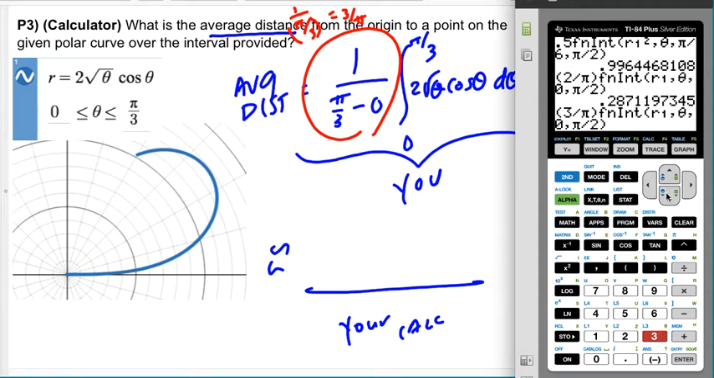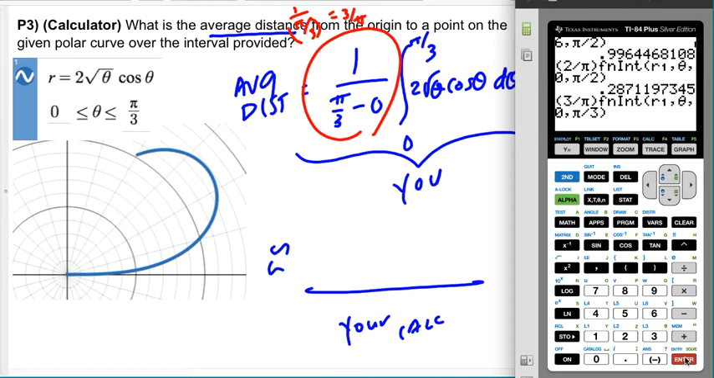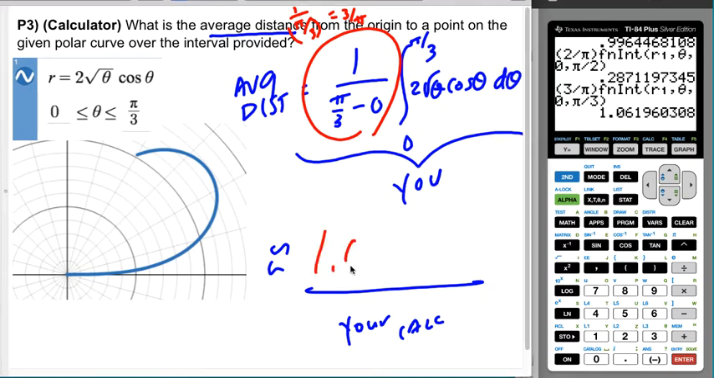And then I need to change the bounds. So the bounds were 0 to pi over 3, and I think that's the only change because I used R1. So I get that this is a 1.061 or 2, depending if you round or truncate, right?